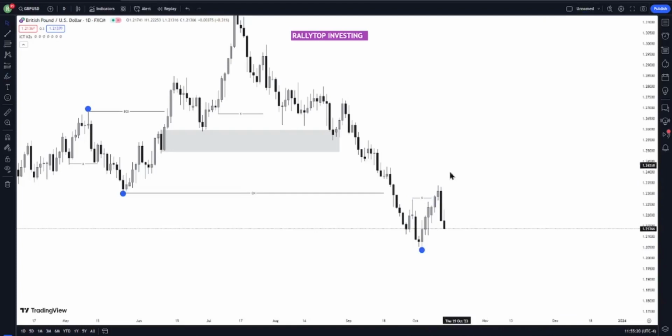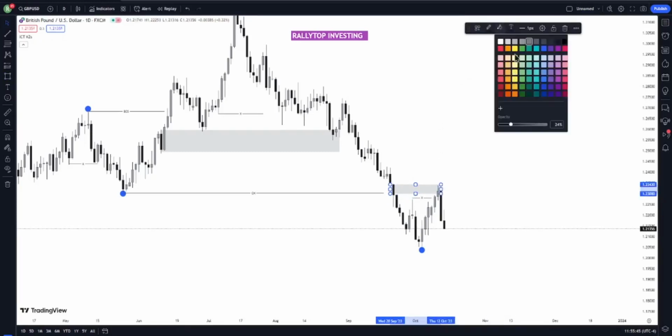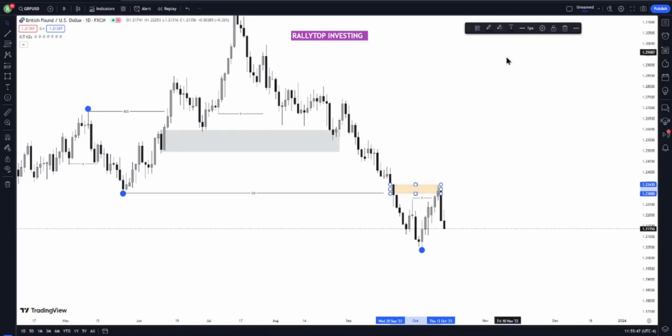All right, now when it took out inducement, what happened? Well, take a look at what happened. When it took out that inducement, look at what happened here. It reacted off of this fair value gap. All right, take a look at this fair value gap here. As you can see, it reacted off of that fair value gap. I want you to understand that very, very well. So it reacted off of that very fair value gap.